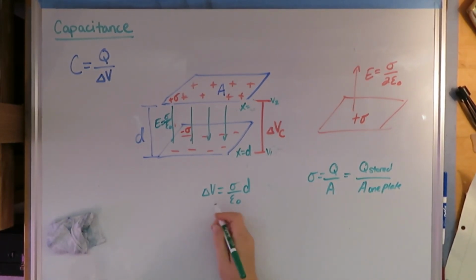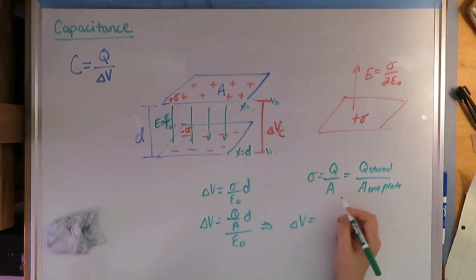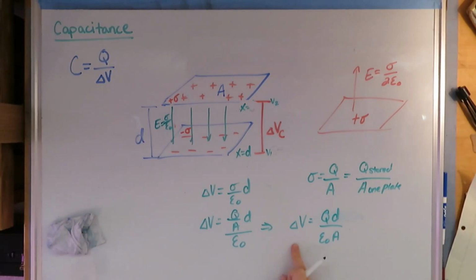So if we plug in for sigma, we get delta V is equal to Q over A times D over epsilon naught. And if we rearrange, we get that delta V is equal to Q D over epsilon naught A. So this is how much potential difference we have here.